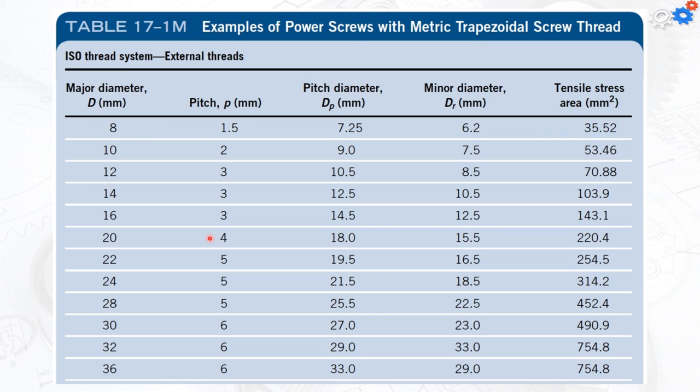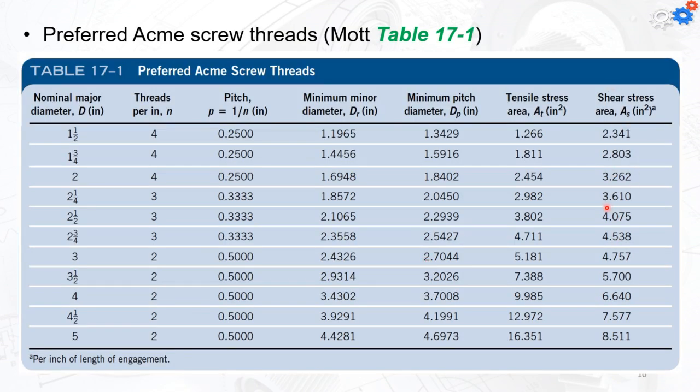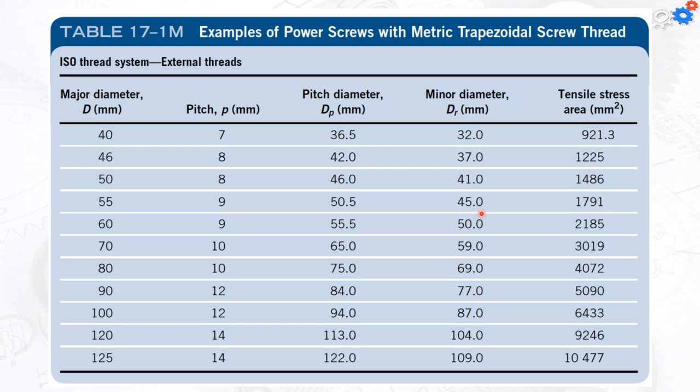The pitch value is given, the pitch diameter is given, the minor diameter is given, and the tensile stress area is given. We are missing something here. We don't have the shear stress area in the case of the metric. This is one of the deficiencies of these tables. Actually, the actual standard table does have the shear stress area. Anyway, we'll try to overcome this by using the IP standards and then converting the answers. So you can see that the range goes to 125 millimeters, which is almost 5 inches.